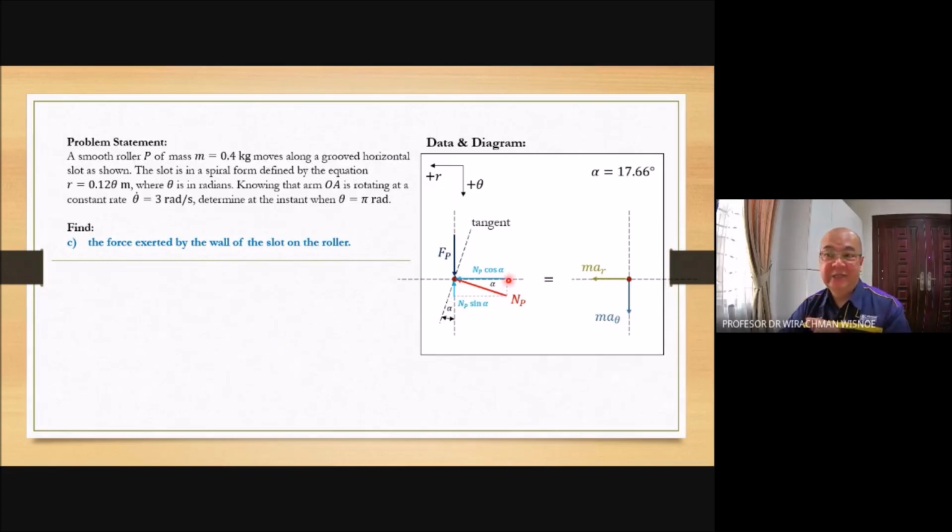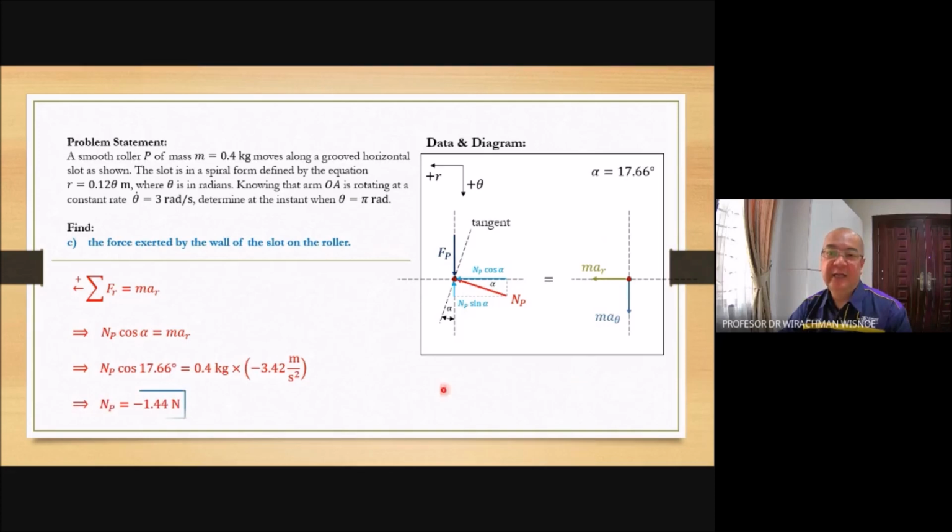Now let's solve it one by one in each direction. We start in the direction of r. We have here N_P cosine alpha, and we have here m a_r. Okay, so you can put the value, you can solve N_P. That is the question C, the force exerted by the wall of the slot on the roller. This is the answer. Negative.